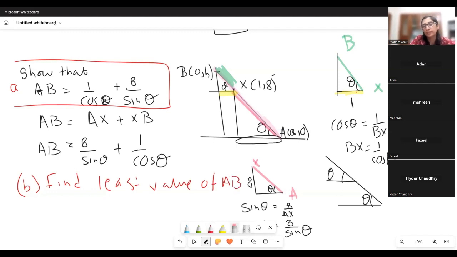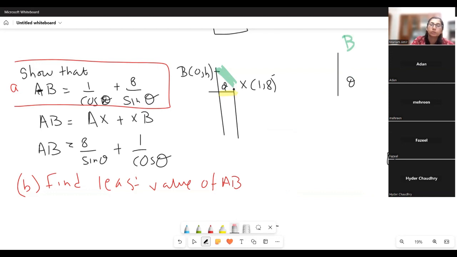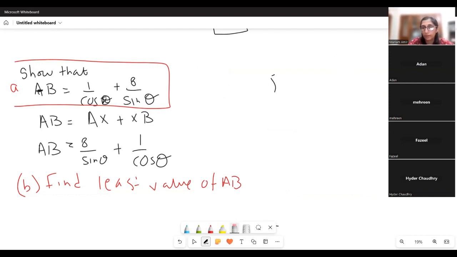Okay. Least value means minimum value. At the minimum value or the maximum value, we know that the derivative is equal to 0 because that's the stationary value. So in part B, what do you have to do? You have to differentiate this AB and then equate the result to 0.